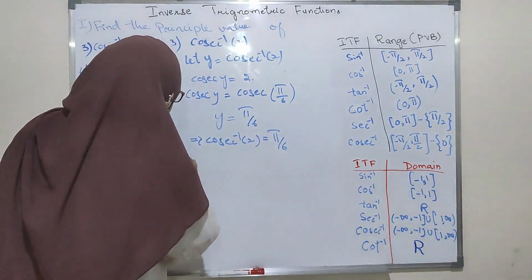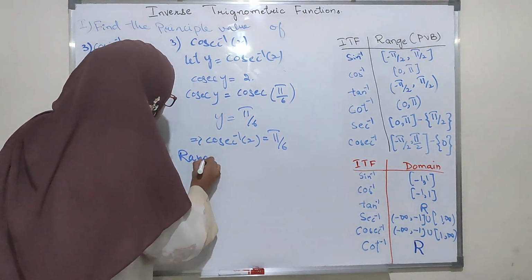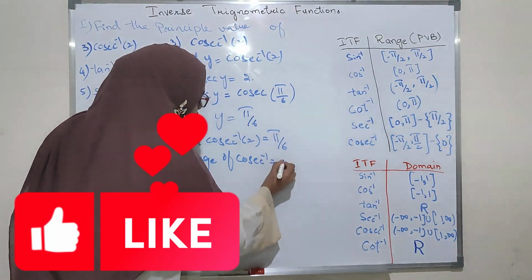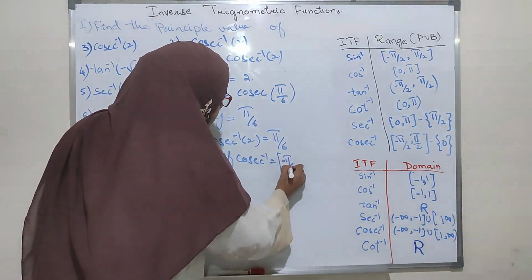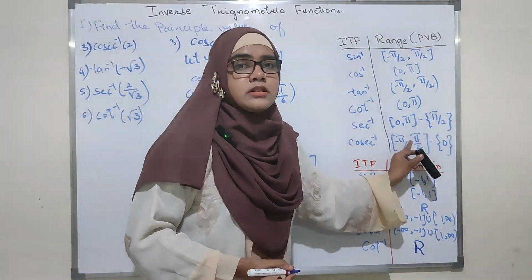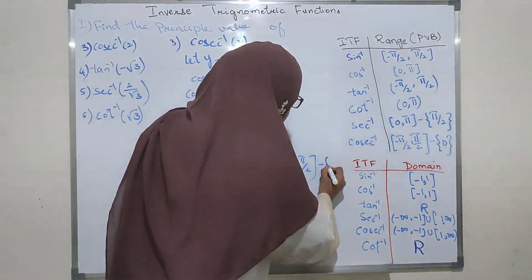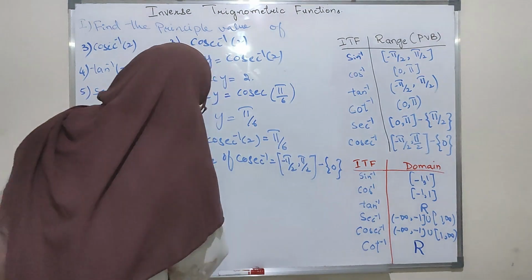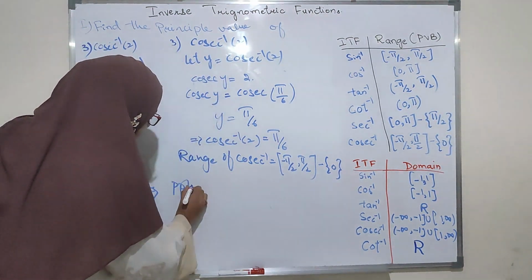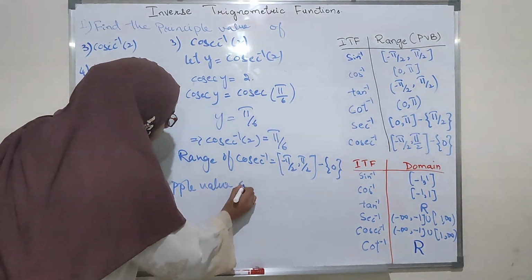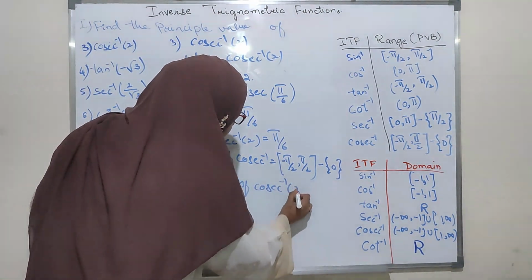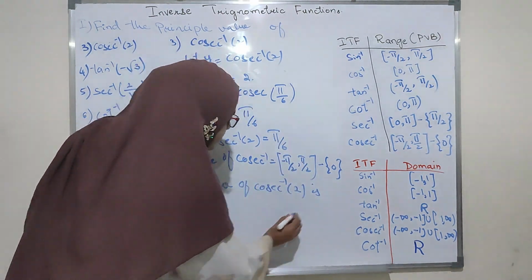Then it means this value lies in between. So we have to write the range of cosec inverse as minus pi by 2 to pi by 2, but it should be noted it is a closed interval, minus of 0. Therefore, the principal value of cosec inverse of 2 is nothing but pi by 6.